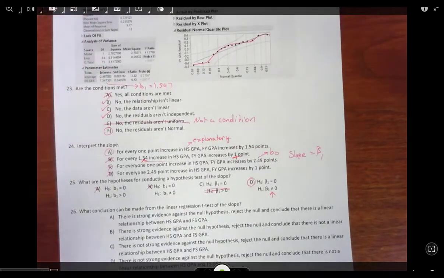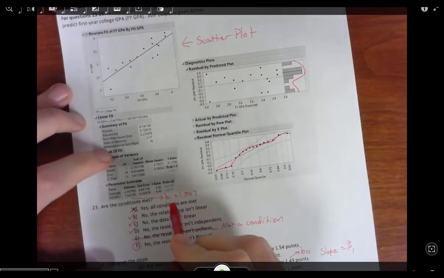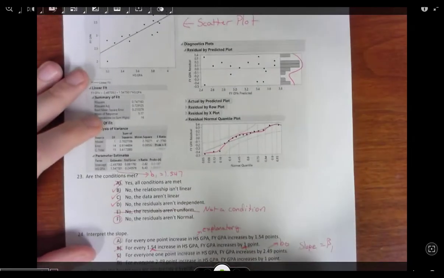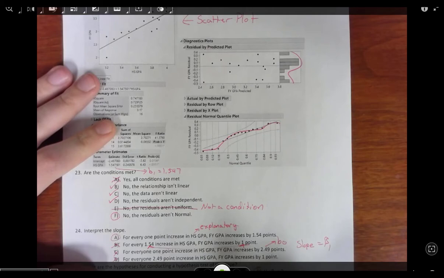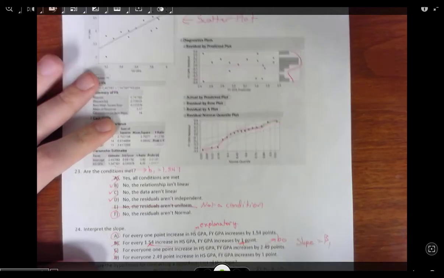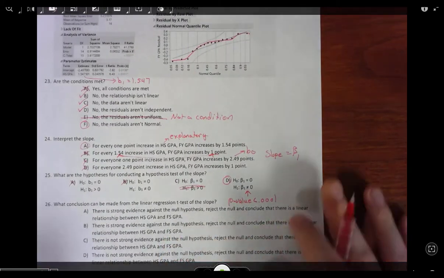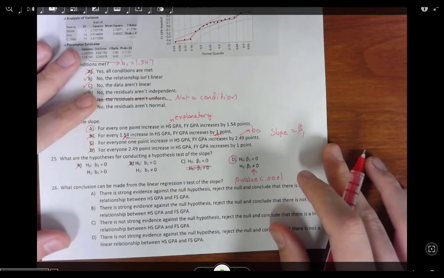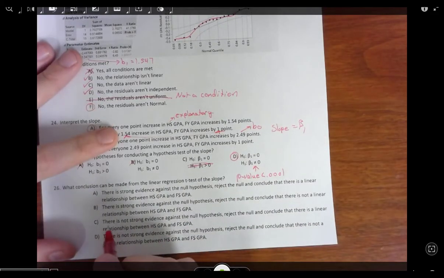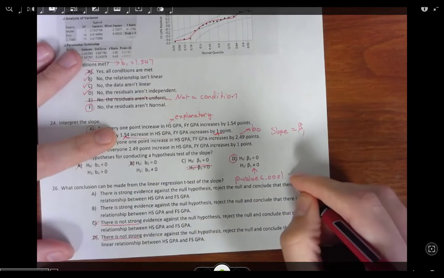And then what conclusion can be made from the linear regression t-test on the slope? So if we look, we have a p-value that's really, really small. It's less than 0.0001. So since our p-value is really, really small, that means we want to reject our null hypothesis. So if we reject our null hypothesis, we're going to say there is strong evidence. So we can rule out C and D.